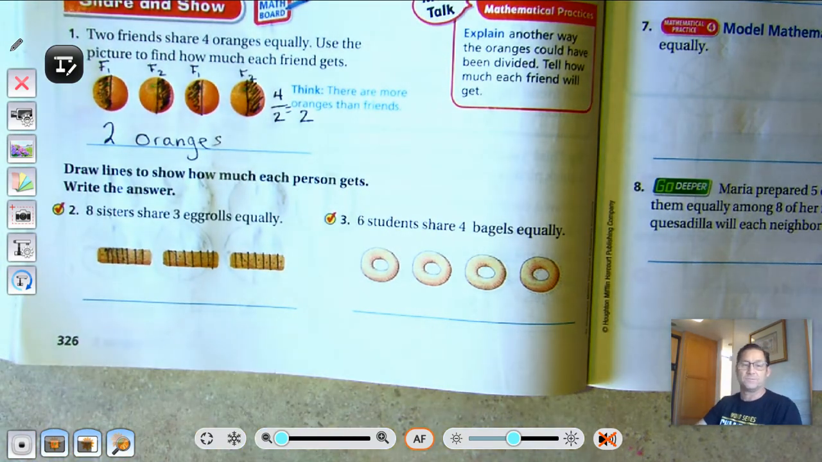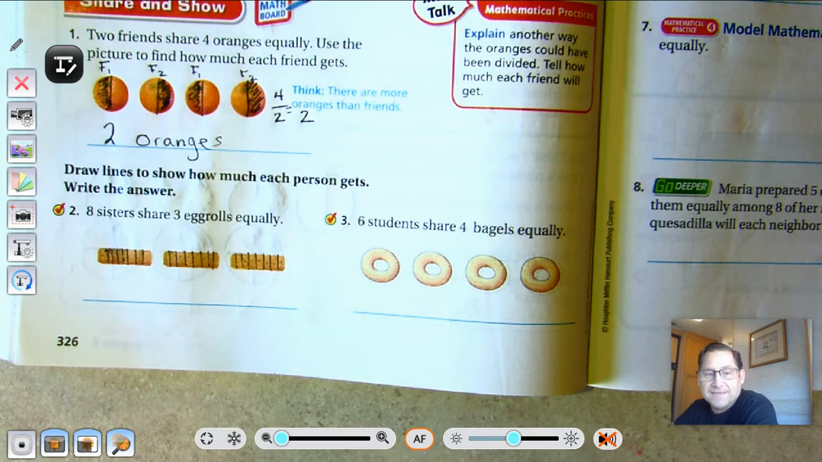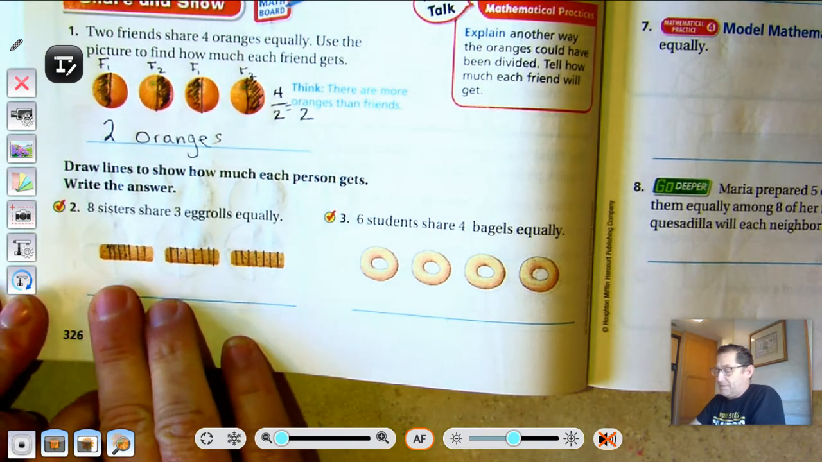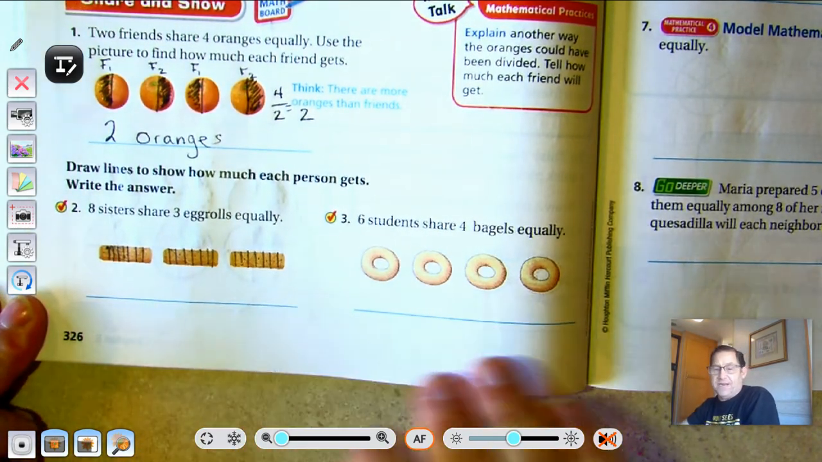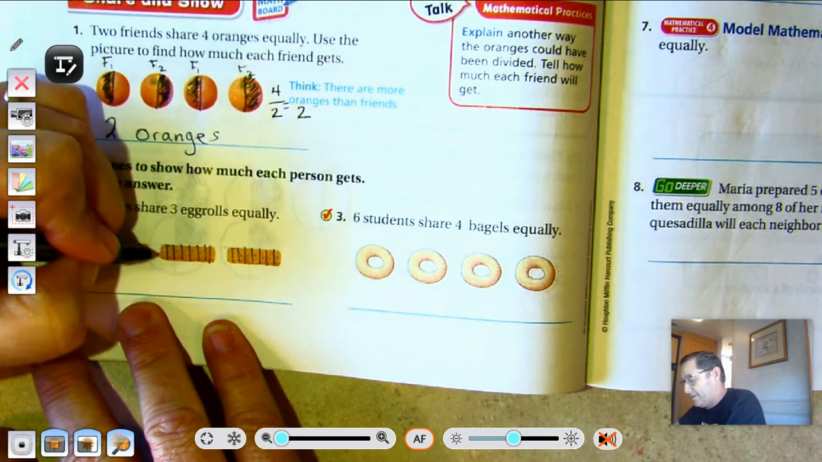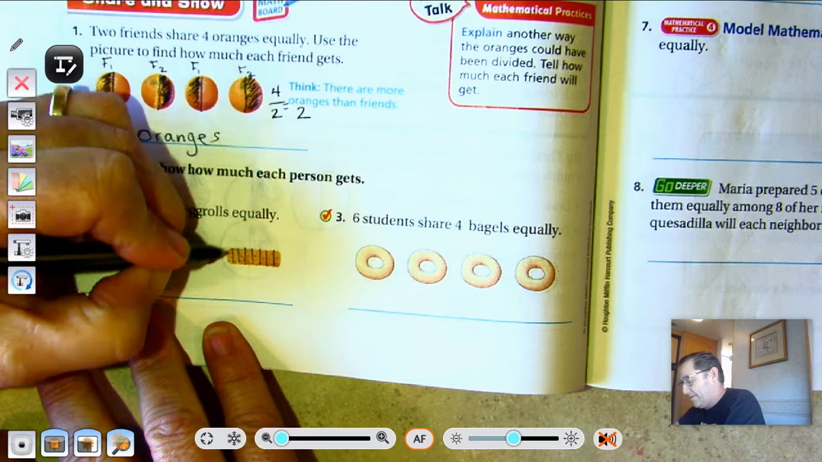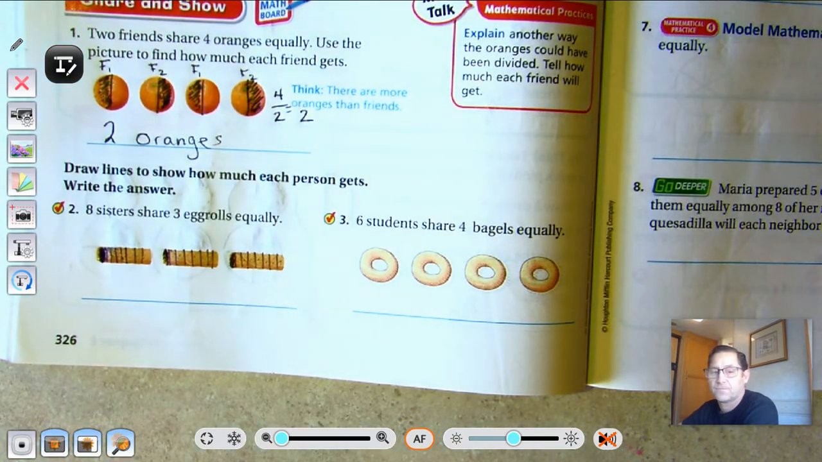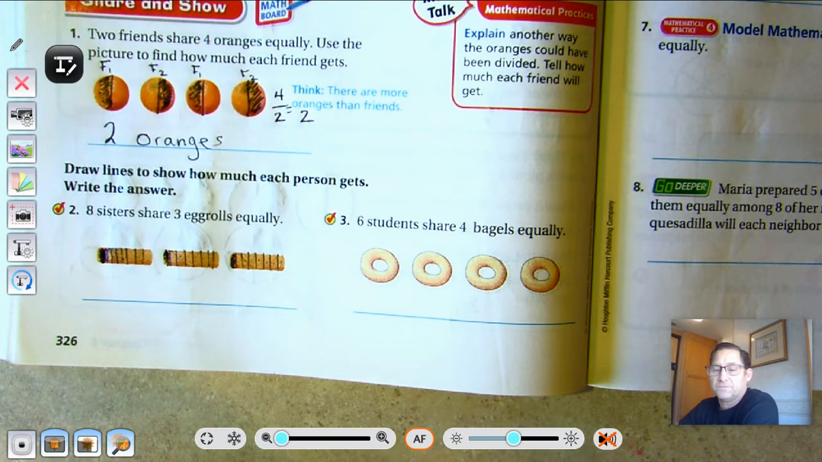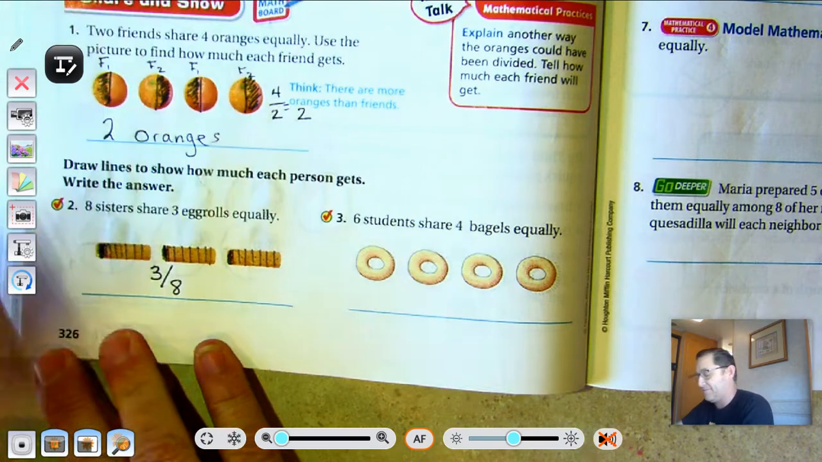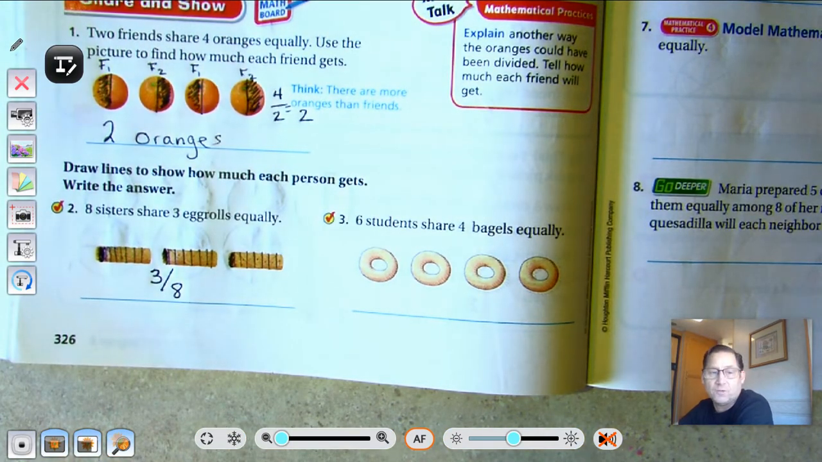All right. Now, why did I divide it into eight pieces each? Well, there's eight sisters. So in a sense, we're sharing each 1/8 of each egg roll for the sisters. So you get 1/8, 1/8, 1/8. So how much of total did they get? They got 3/8 of an egg roll.